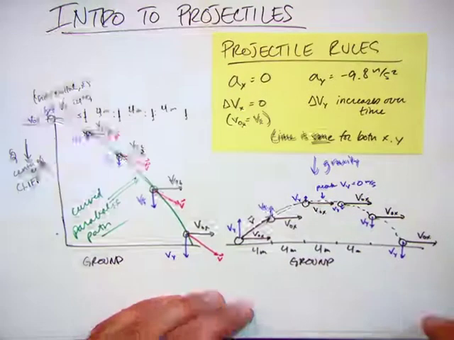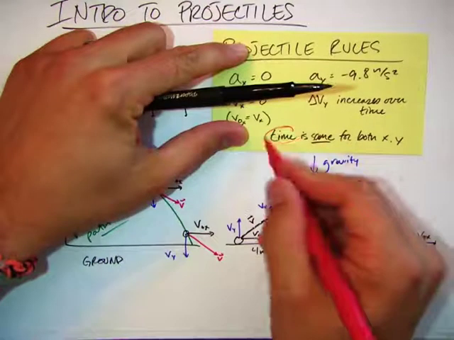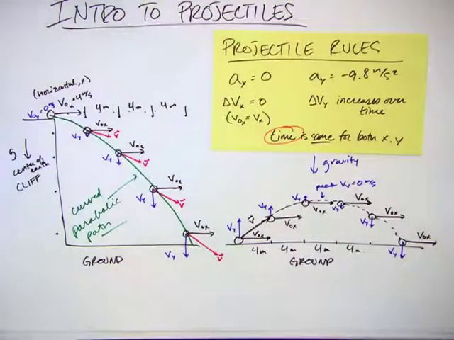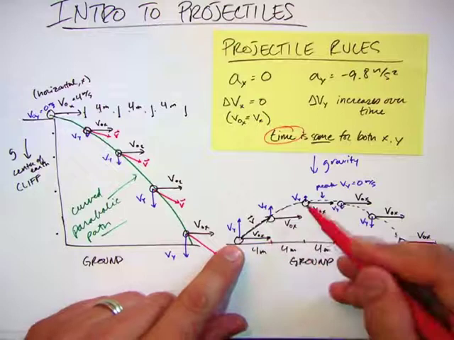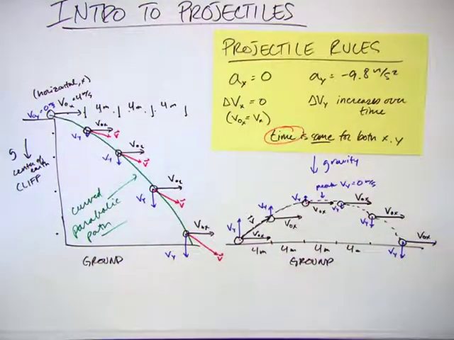But there is one thing that will be the same when we do these problems, and that is the time. The time that the object is in the air, or the time it takes to get from this point to this point, will be the same whether I'm looking at the x direction or the y direction. So that is one rule that we're going to use to connect the two seemingly independent motions of the x and the y.